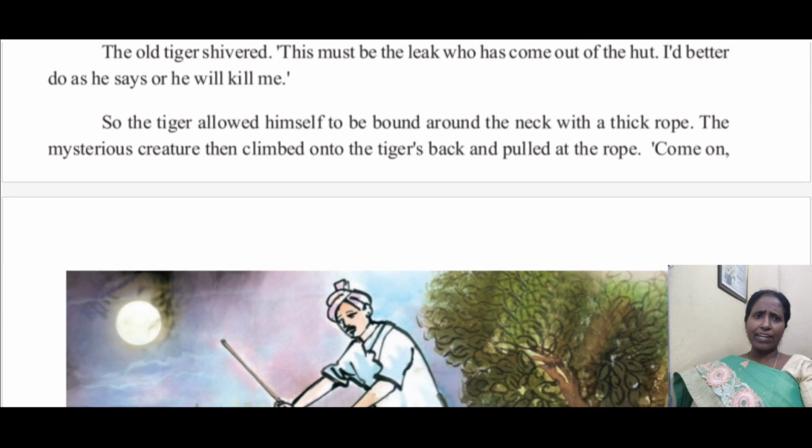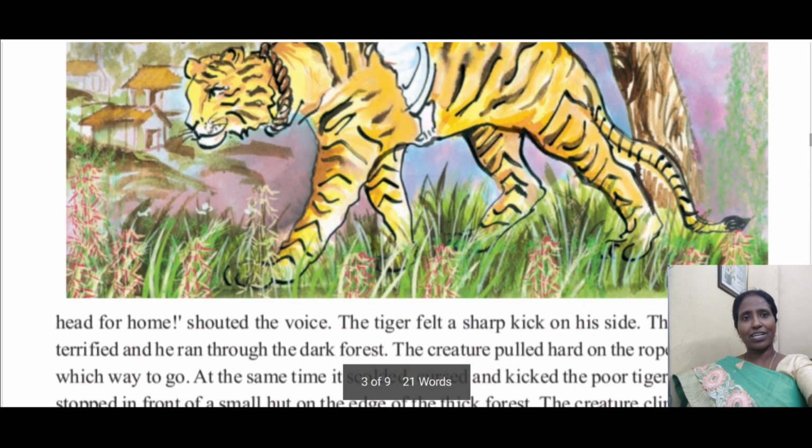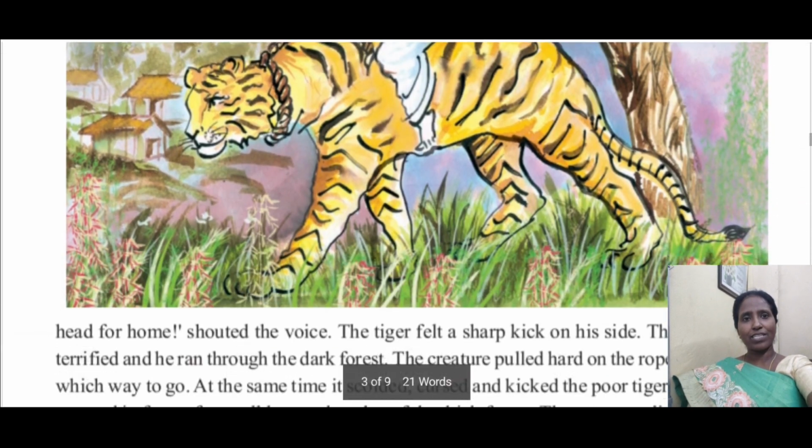So the tiger allowed himself to be bound around the neck with a thick rope. The mysterious creature then climbed onto the tiger's back and pulled at the rope. So he allowed that person to tie him with the rope. Now you can see the picture. The tiger is tied with a rope on his neck.